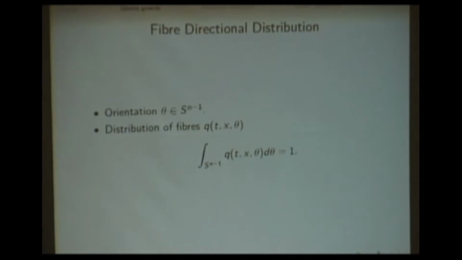Now the fibers are distributed according to a distribution function q of t, x, theta, so it integrates to 1. So this describes the probability of finding a direction theta among the fiber network.